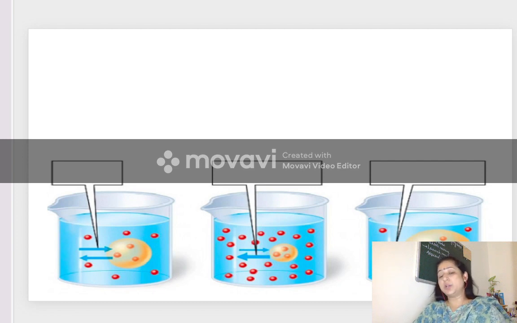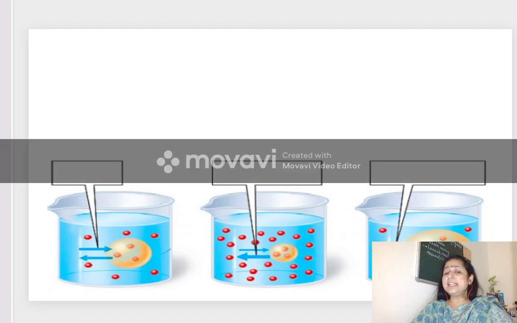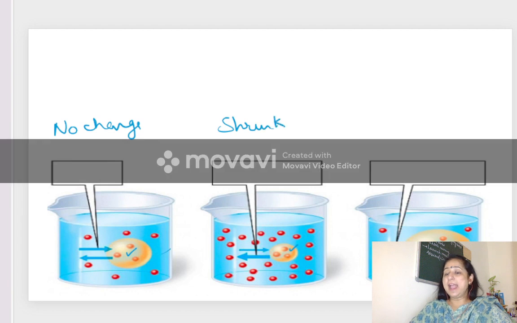So let's see once again. Herein I have three pictures. First you also identify with me and then write, and then we'll be answering. I'll just give you 1, 2, 3. It's easy to see. Herein water is there and there are red particles, and then there is a cell present. Here the cell size is normal, here the cell size is small, and here the cell size is large. That means the cell has shown no change here. The cell has shrunk here. And the cell has swollen up here.